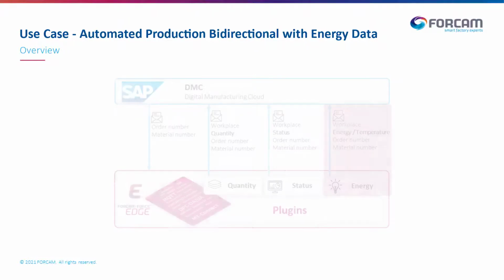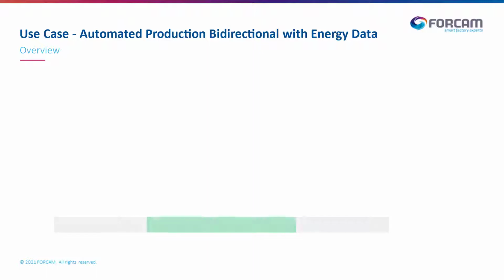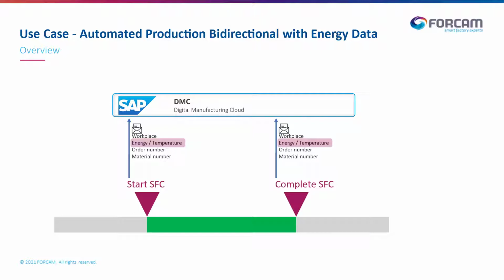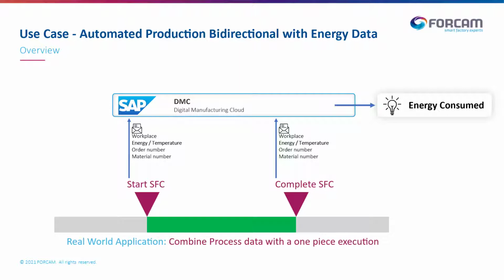To demonstrate this, we use the following example. With the start of a shop floor control, two process values are captured, in this case temperature and total energy. And with the completion of the shop floor control, temperature and total energy are captured again. The delta between these two energy values results in a new value called energy consumed that is automatically calculated and stored as well. As a real-world application for this example, you can combine process data with a one-piece execution.